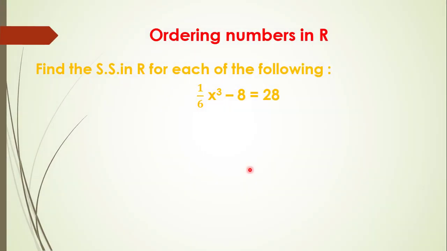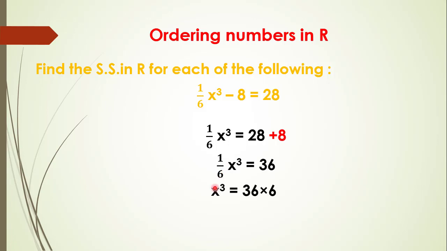Find the set of solution in R for each of the following. 1 over 6 x power 3 minus 8 equals 28. In the same way, I'll remove negative 8 and move it to the right hand side with a positive sign. So 1 over 6 x power 3 equals 28 plus 8. It means that 1 over 6 x power 3 equals 36. Now I'll multiply by 6 or divide by 1 over 6 to get x power 3 equals 36 times 6. So x power 3 equals 216.